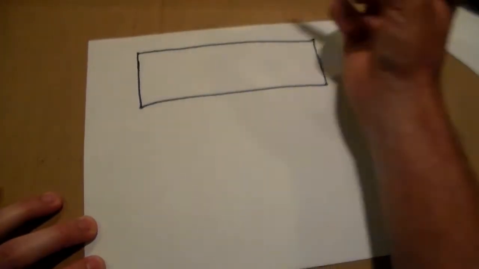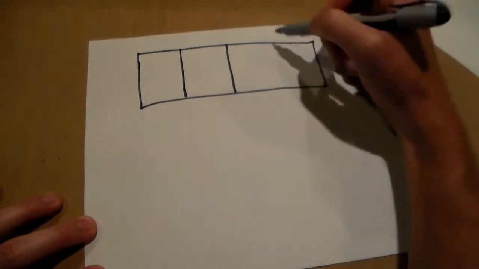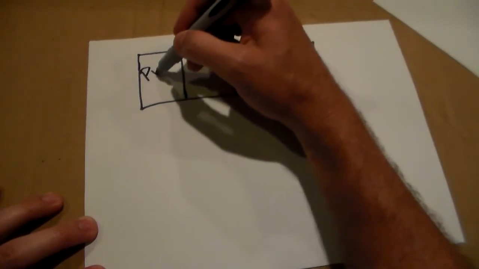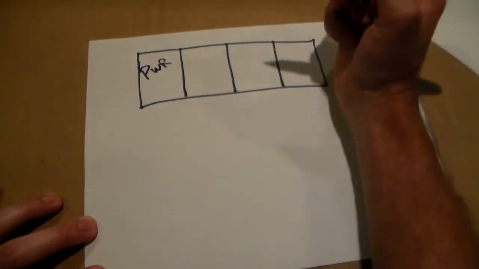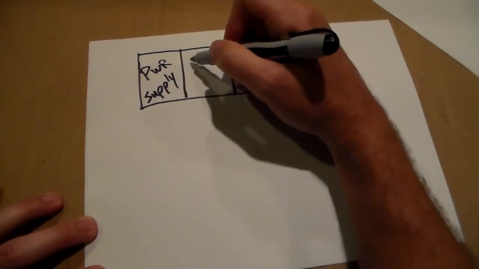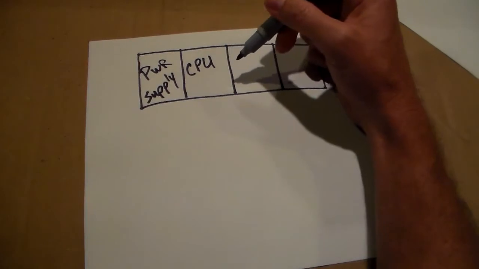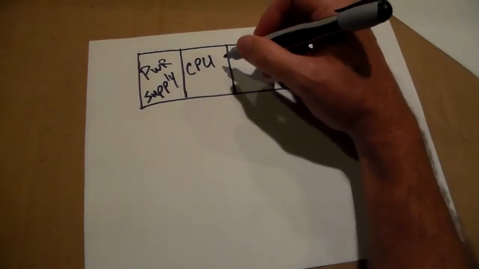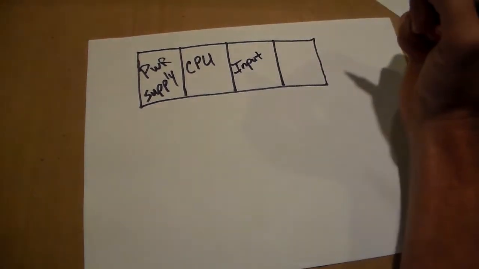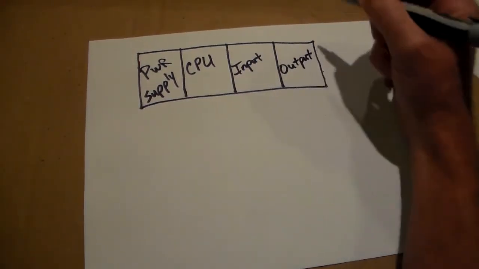This is going to be my PLC here. I'm going to divide it up into a couple of parts. Over here we're going to have a power supply, followed by a CPU, which is our processor. This is what actually executes our logic. We have inputs, and there's our outputs.